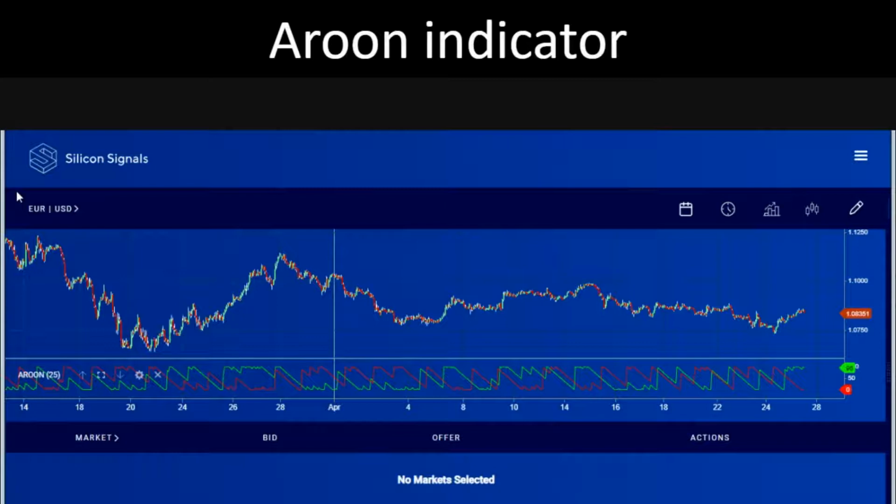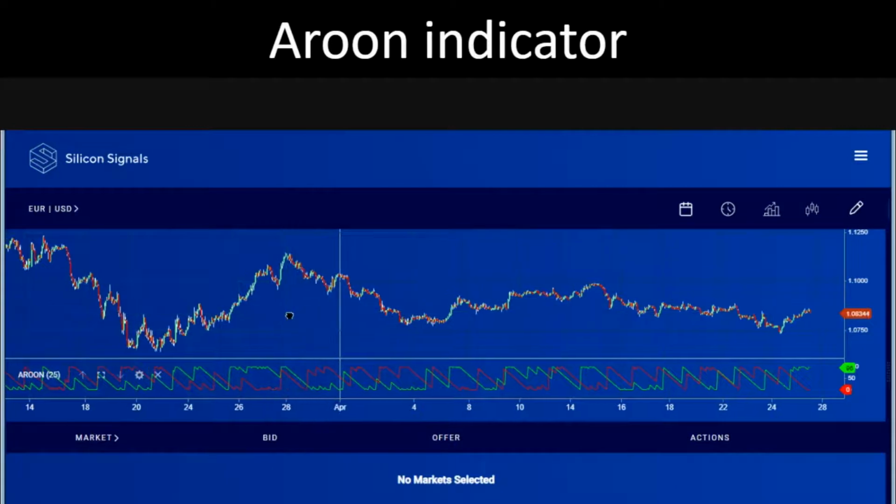Silicon Signals here with a brief explainer of the Aroon Indicator, to show you how you could potentially use it in some of your trading strategies to help you identify the trend. Aroon is an indicator that's been around since 1995, and it effectively shows you how you can identify a trend and if a trend is potentially about to change.